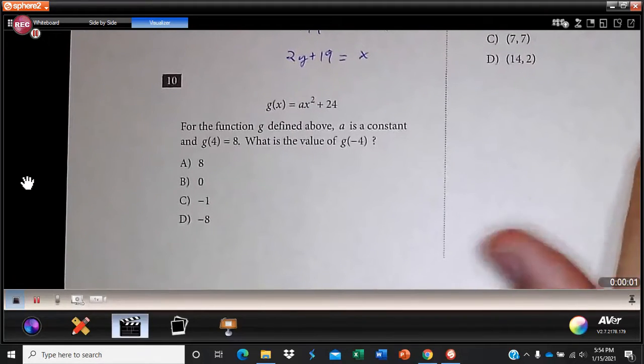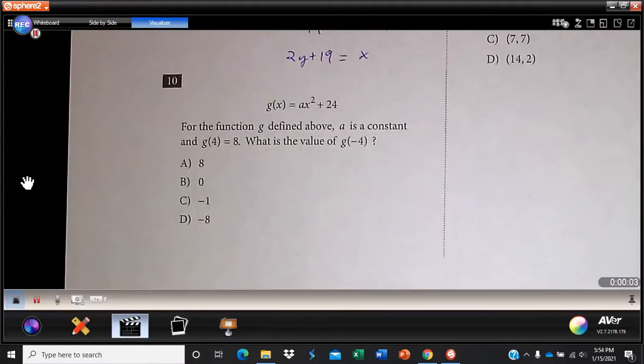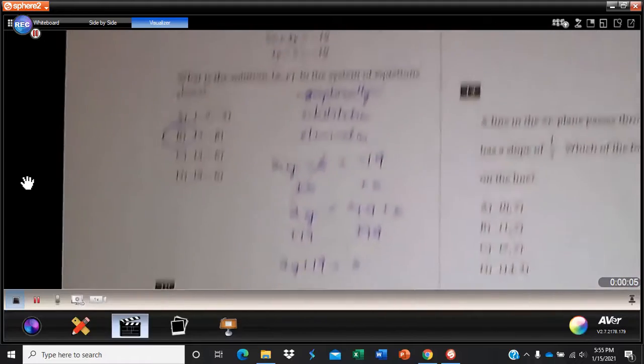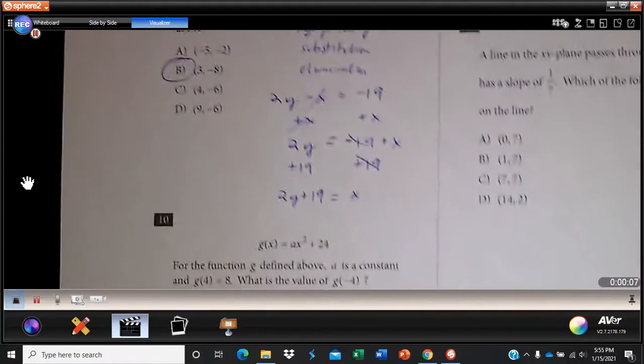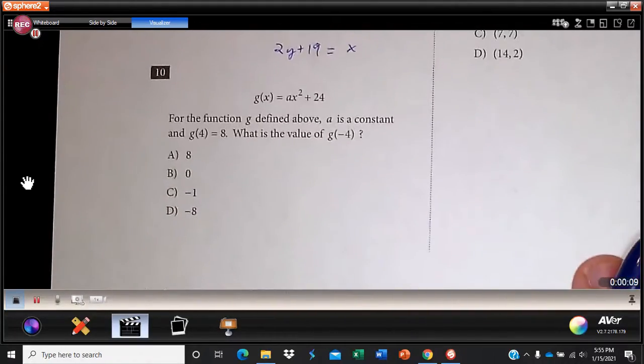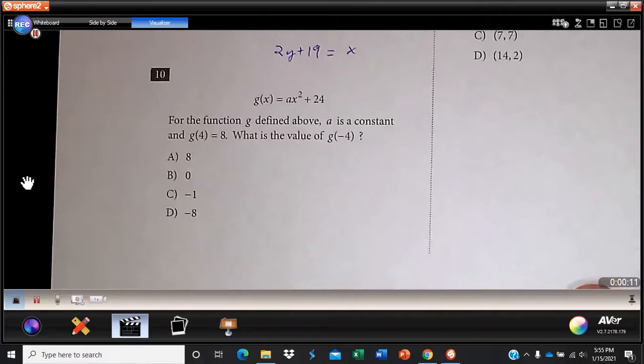Okay, so continuing on, you notice that the problems have been getting a bit more complicated. In particular, problem 9 took quite a bit of time to solve. But we are going to just keep going, keep chugging along.